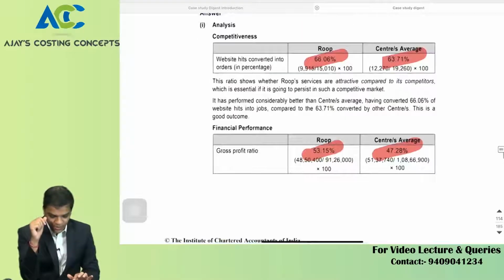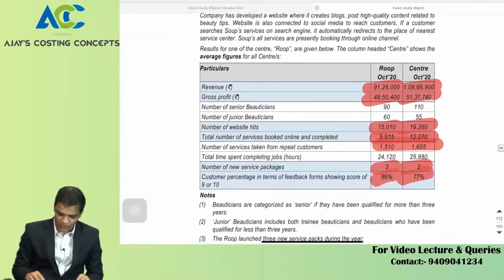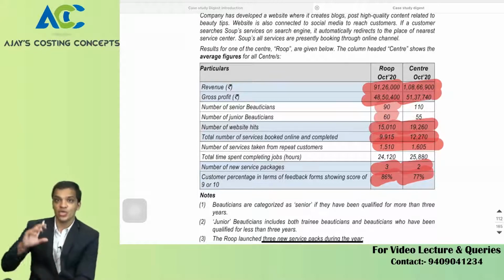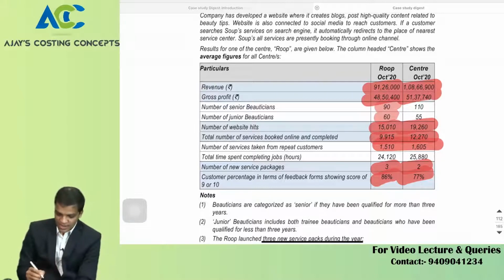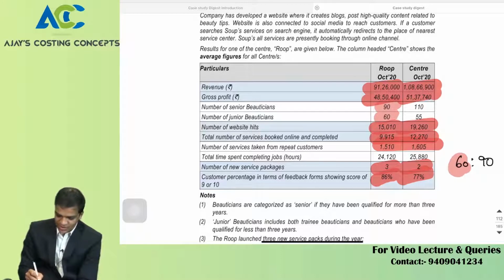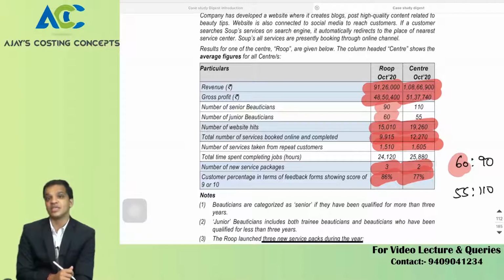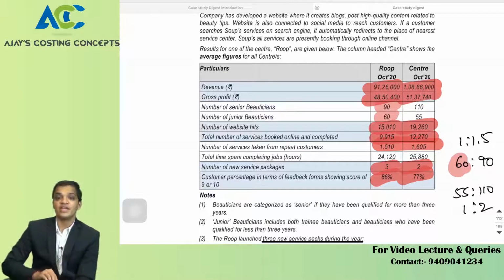But again over here I would like to add one point. See, if I talk about your resources, you have a total of 90 senior beauticians and 60 junior beauticians, right? So the ratio of juniors to seniors: 60 is to 90 is the ratio, but otherwise if you observe, 50 is to 110 is the ratio for the other center. So here it is 1 is to 1.5, there it is 1 is to 2. So definitely the ratio is higher.